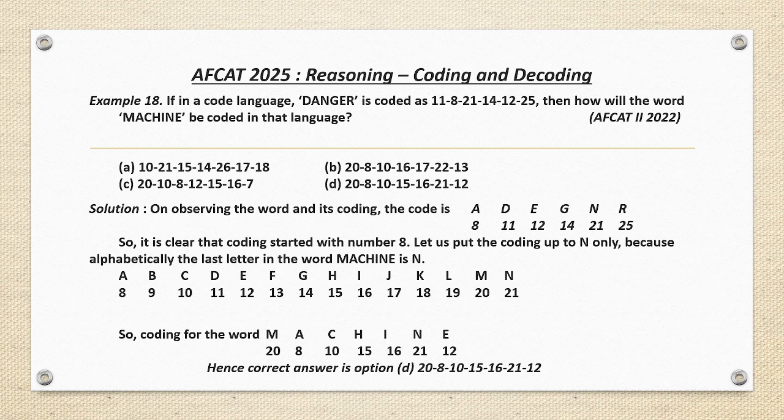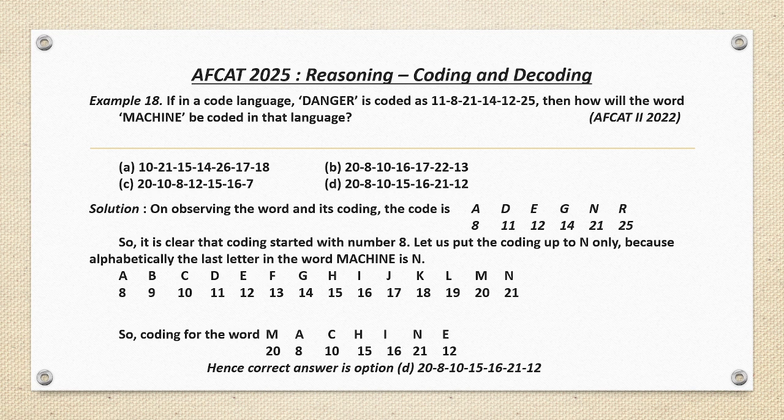Right. Now, from the given numbers 11, 8, 21, 14, 12, 25, 8 is the least, and what is the highest number? 25. Let us try to establish some relationship here. DANGER. In this, what is the least numbered letter? It is A, number 1. Okay. Then what is the last letter in this DANGER? R. R is the last one.